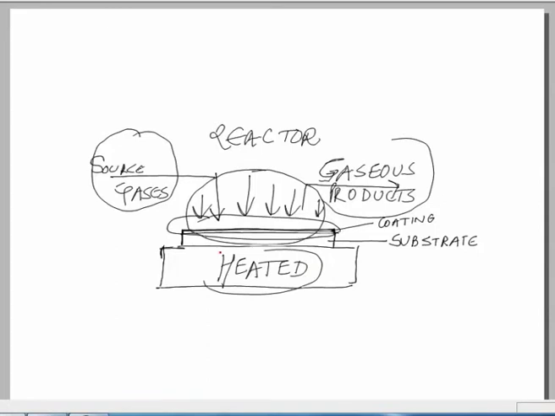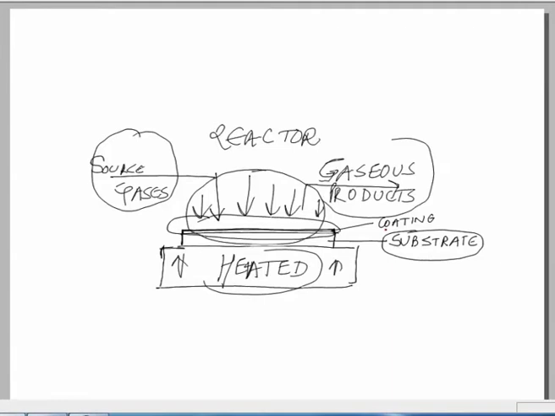So, heat is coming from here, this is a source of heat, and the substrate which we have already highlighted here is heated. So, we have a heated substrate and on top of that substrate the chemical reactions are taking place, the gaseous reactants are coming and because of the chemical reaction taking place on the surface of the substrate, the solid ceramic coating is being deposited on the surface and the gaseous products are going out, and the point where the reaction is taking place, that we can call the reactor.